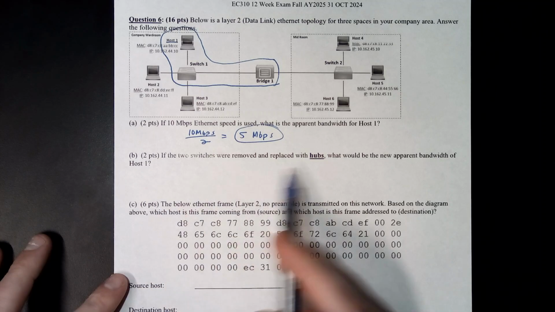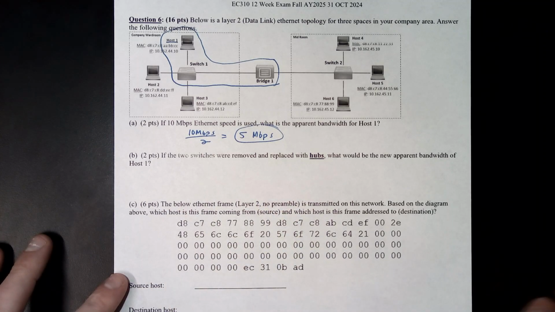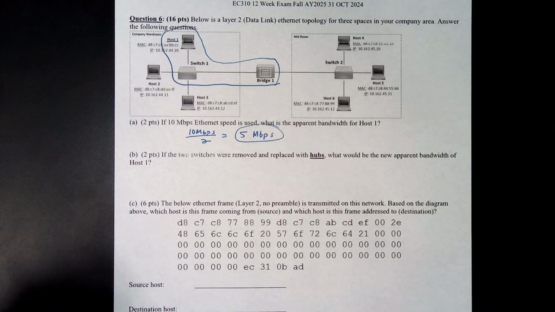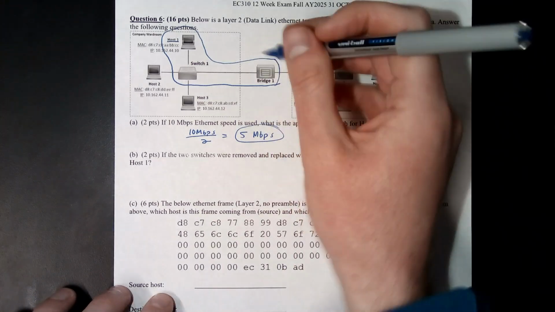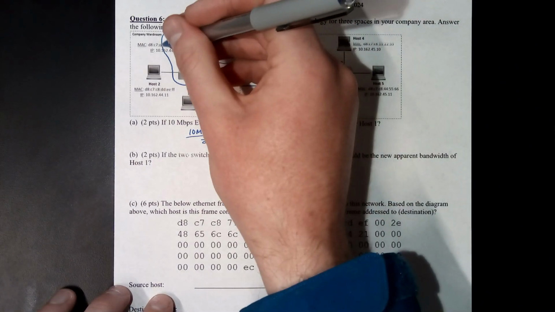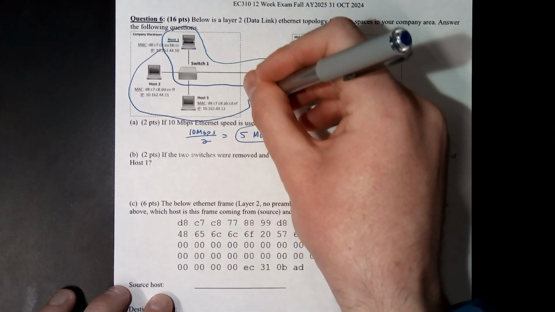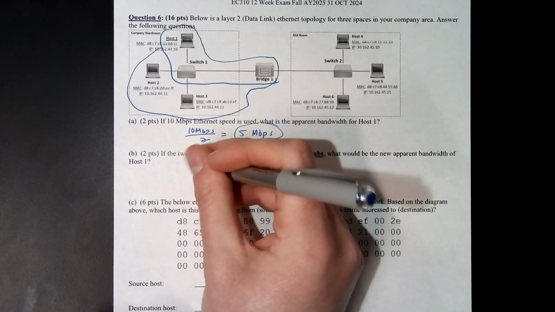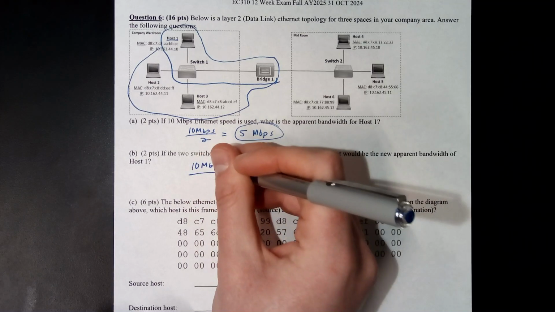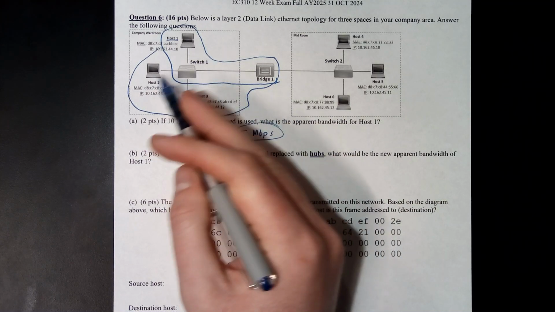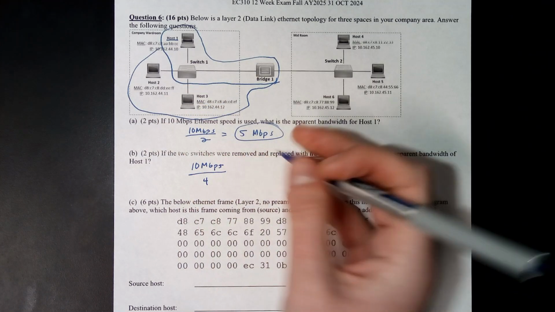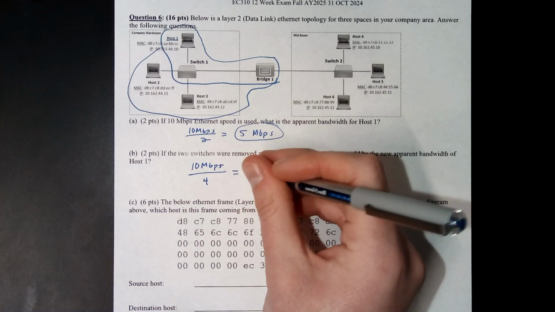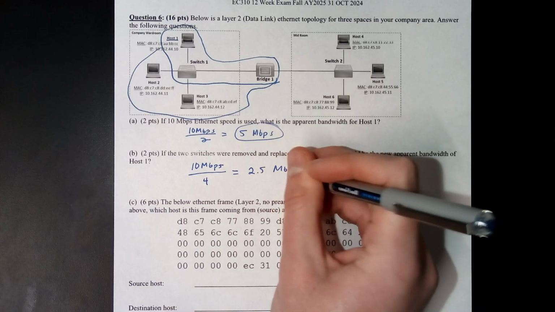If we remove the two switches and replace them with hubs, hubs are effectively just wires, right? So now all of these things are connected together and they're sharing the same domain. For part 2, we have to think about the fact that we're now looping in host 3 and host 2. So now we have 10 megabits per second divided by, instead of the switch cleanly giving each of these their own domain, we now have 4 hosts on that domain. And so we have 2.5 megabits per second instead.